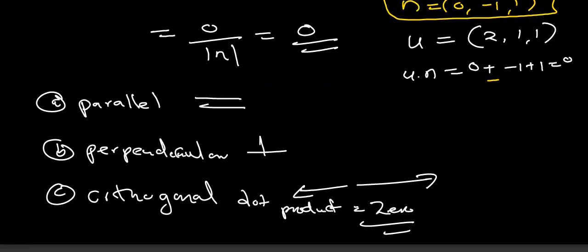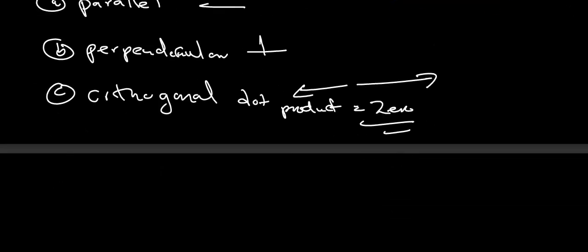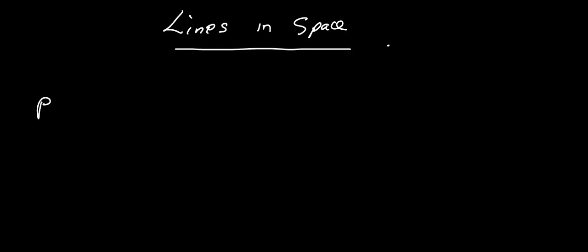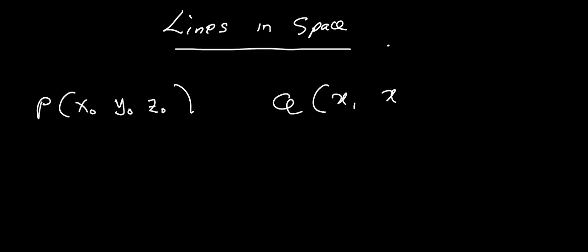Okay, so we want to talk about lines in space, and there's always a question during exams about this. Imagine we have two points. Let's say we have a point P here, which is x naught, y naught, z naught. Then we also have Q, which is x1, y1, z1. These are two particular points on a line L.